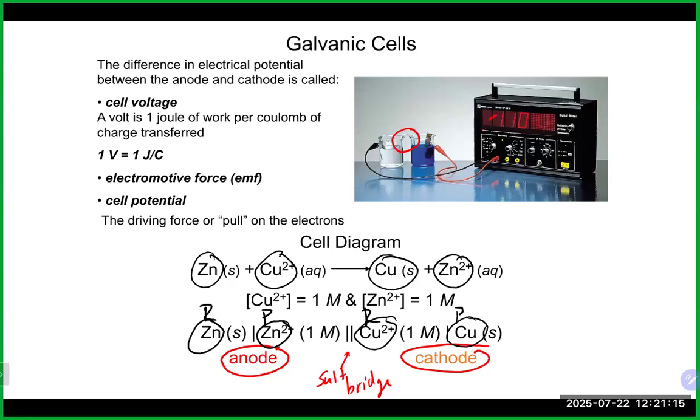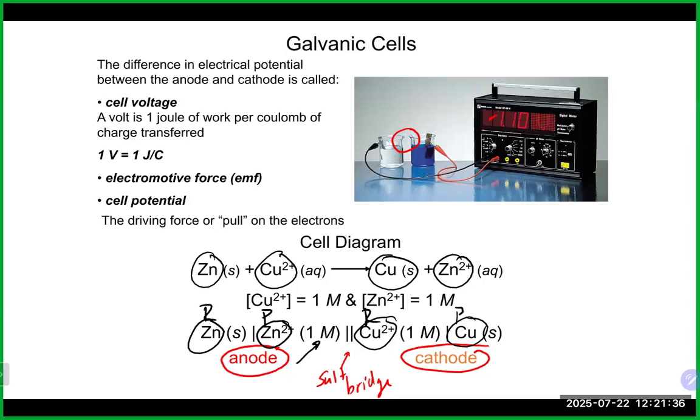Other things that you will sometimes see in a cell diagram are concentrations. So that is 1 molar for our solutions. That is standard concentration. If you remember, standard conditions is 1 molar for concentration. Also, if you're dealing with pressure, 1 atmosphere.